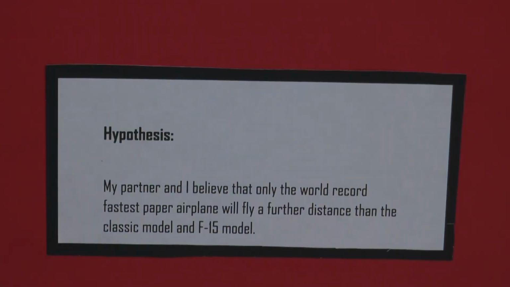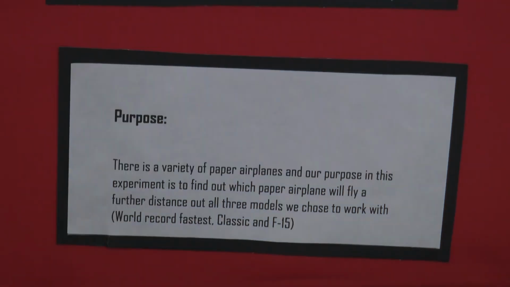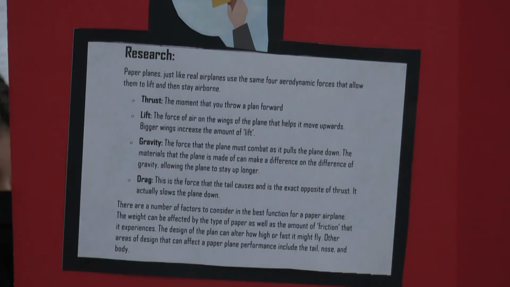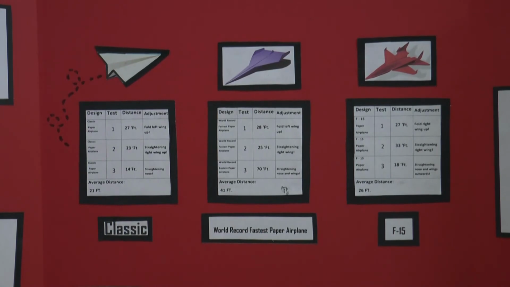So our hypothesis: my partner and I believe that only the world record fastest paper airplane will fly a further distance than the classic model and the F-15 model. The method we used was taking each individual piece of paper and fold them differently to see how the adjustments we add would affect the way the paper airplane would fly. The first type of plane was the classic plane.